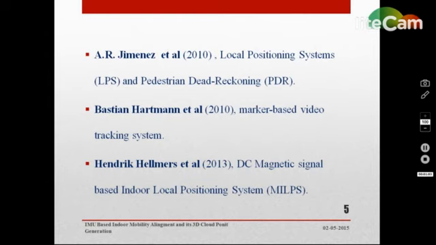In another paper, Bastian Hartmann describes a system for 3D position tracking with IMU measurements and position correction with video tracking systems. And Hendrik Hellman used DC magnetic signal based indoor localization systems, with infrared based indoor positioning technologies such as UWB, while WLAN and ultrasonic infrared sensors are limited by distribution and error caused by building objects. These are the papers which I have used for reference.